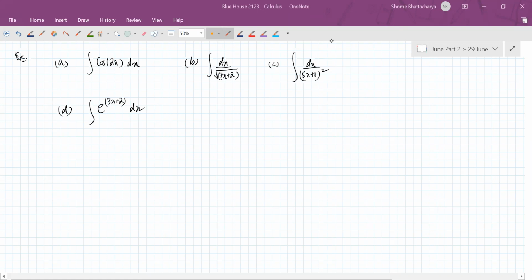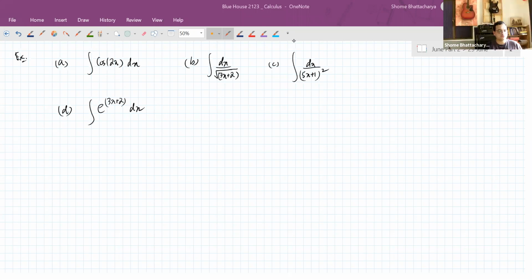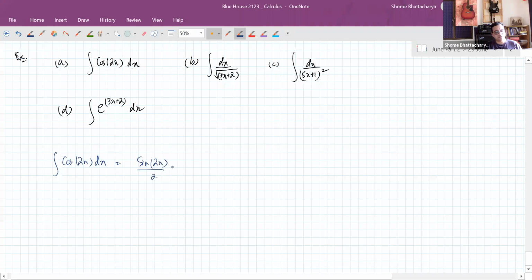Right. So very good. So you're all getting the correct answers mostly. I'll just verify the answer again for you. So integration of cos 2x will become sin 2x whole divided by 2 plus c. Because we know that integration of cos x is sin x.